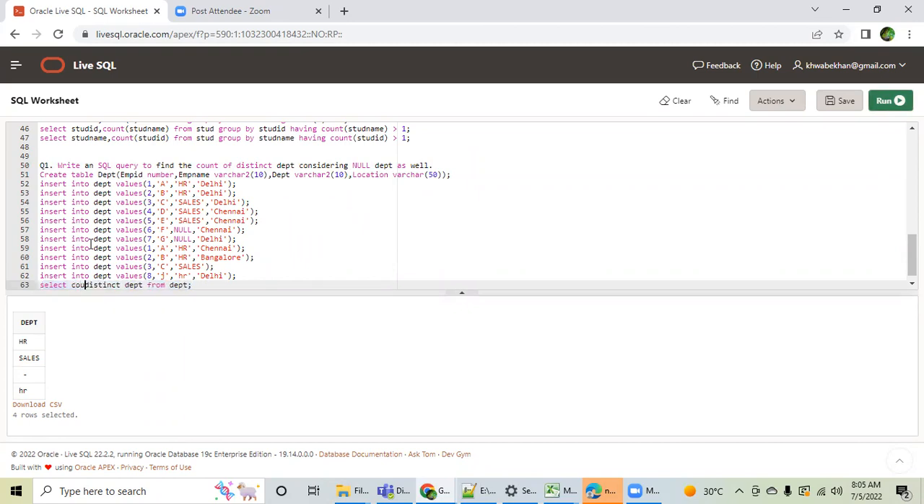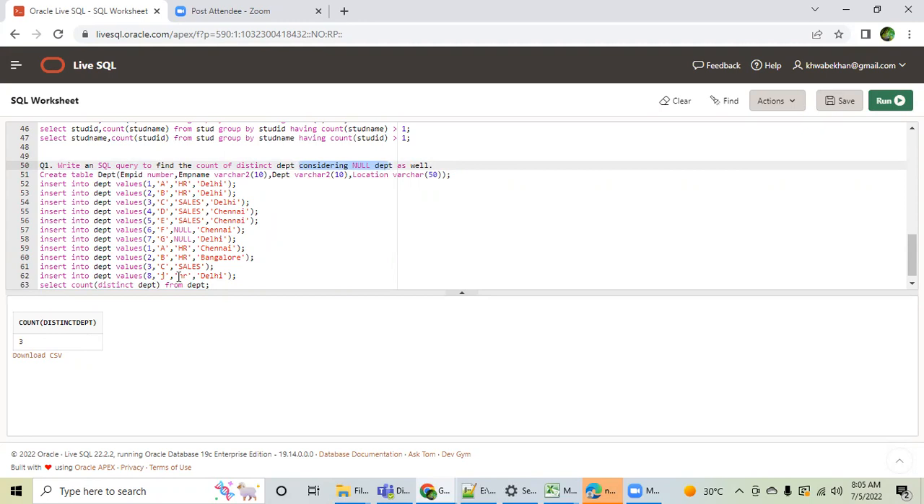And if I'm using count, what is the value here? It is giving only 3. Why? It is ignoring the null. It is ignoring null, and that's the beauty of this question. I want you to write a query in such a way that it should not ignore null. It should consider null as well in the department. What to do then? Is the question clear? Yes, sir.